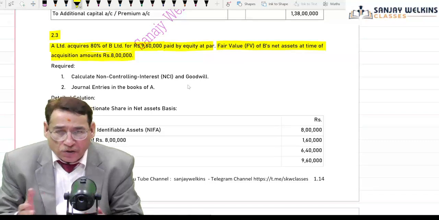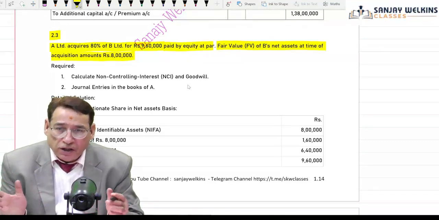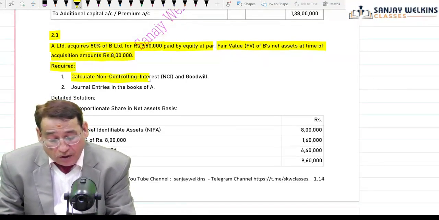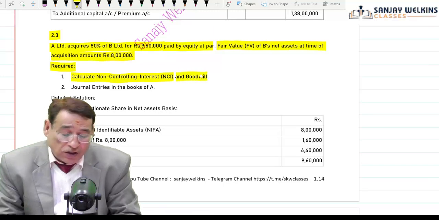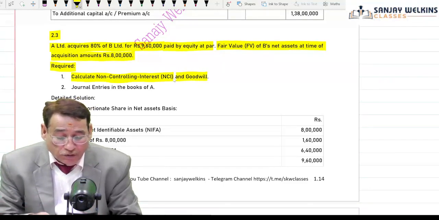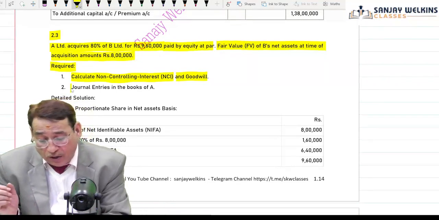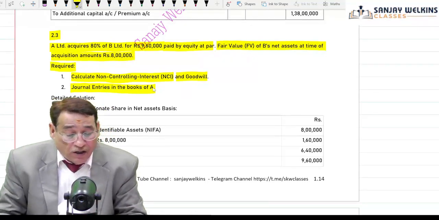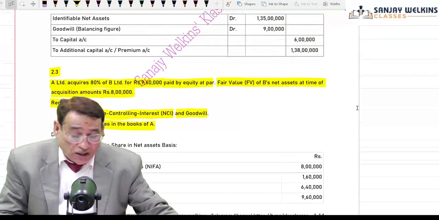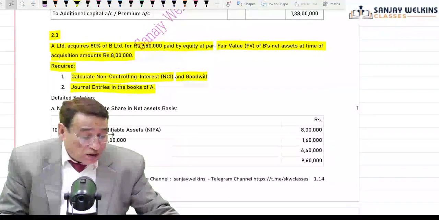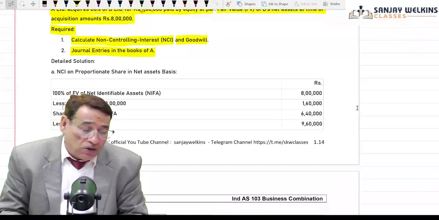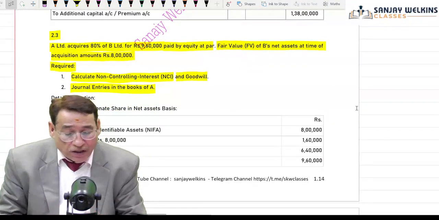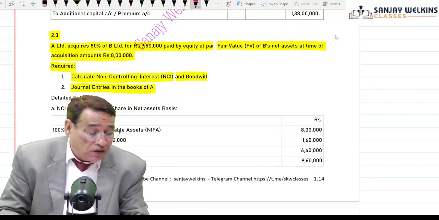The question looks pretty straightforward. There is no problem. There are neither any twists nor any turns. Further, it is given: required. You are supposed to compute non-controlling interest and goodwill, and you are supposed to pass the journal entries in this particular question. But just to make you understand better and thoroughly, I want you to learn something extra than what is being asked. Even though this question is very innocuous, very simple, kindly pay attention. This is your 2.3.